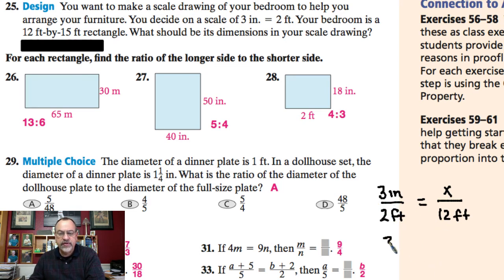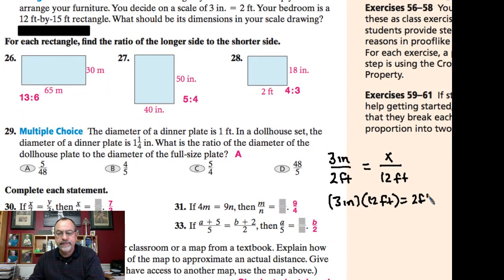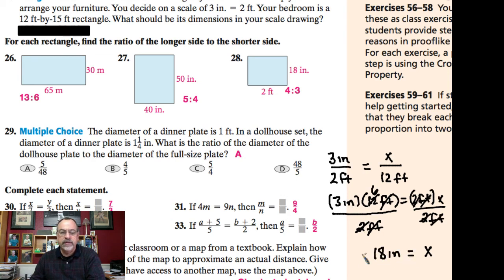So the product of the extremes, 3 inches times 12 feet, is going to equal 2 feet times x. So I'm going to solve for x. I'm going to divide this side by 2 feet, and I'm going to divide this side by 2 feet. The feet reduce, the 2's reduce, leaving me just x. Over here, the feet reduce with the feet, the 2 reduces with the 12, making 6. 6 times 3 is 18, and I have just inches left in my units. So in my drawing, I'm going to need to draw an 18-inch line to represent my 12-foot room.